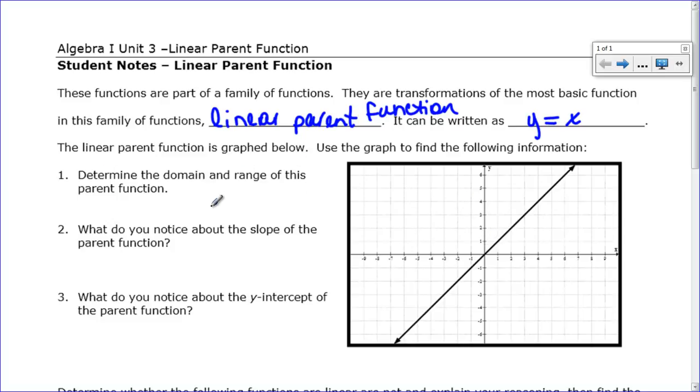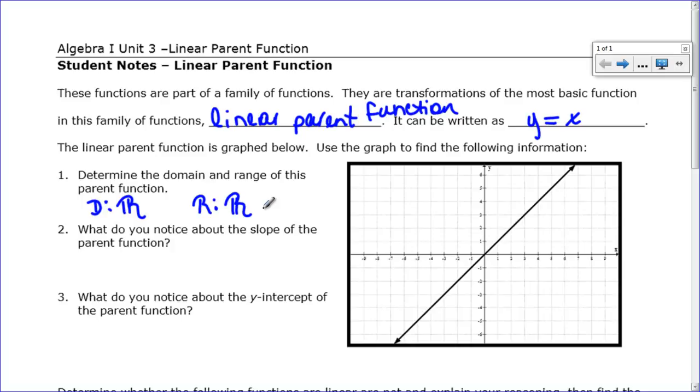But number 1 here just wants the domain and range of the parent function. Well, this is a straight line that has arrows on either end, which means that it goes to the left and to the right forever. And so my domain is just going to be all real numbers. So it's that fancy R that we draw. And the range goes from the bottom to the top forever because of those arrows. And so my range is also all real numbers. It's got the arrows on the ends. It's a straight line. It goes left, right, up, down forever.